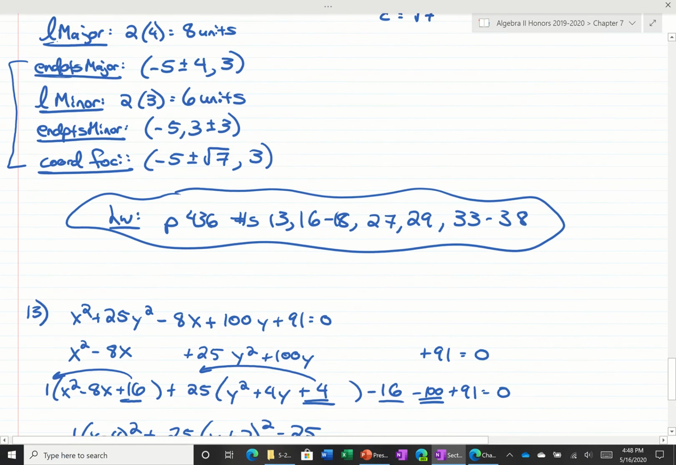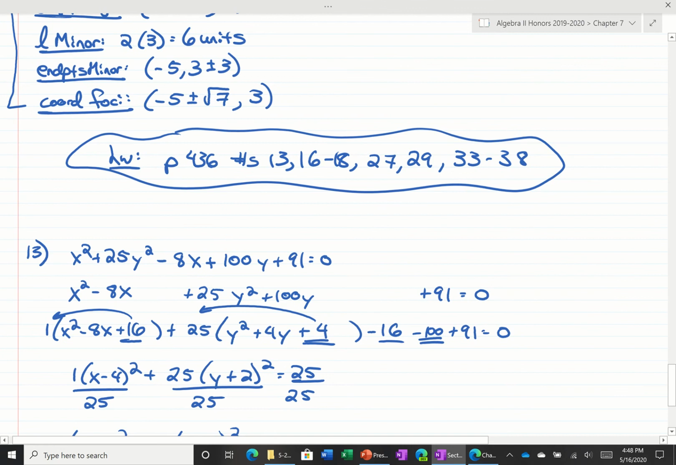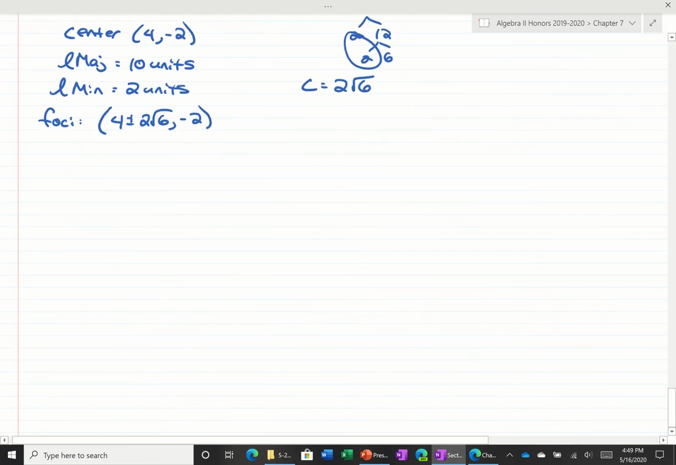All right, so that was 13. I asked you to do 16 to 18. And then 27, 29, and 33 to 38. Okay, so maybe I'll do 27 and 29. Those are similar to the one we just did. So let me pick some from 16 to 18, and I'll pick some from that second half. All right, so for 16 through 18, number 17 stands out.